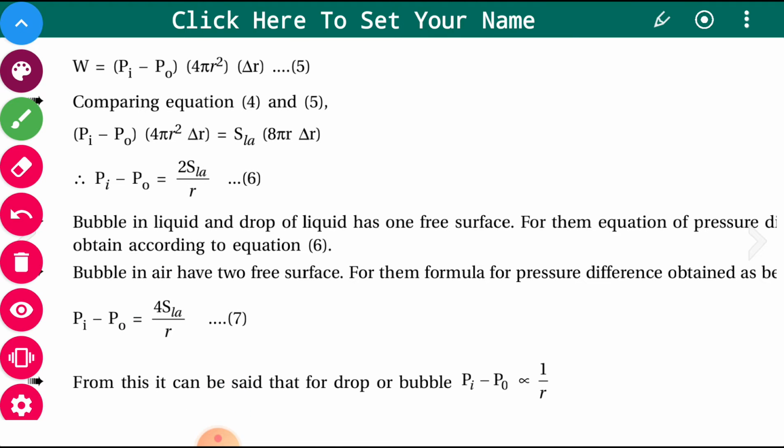From this it can be said that for a drop or bubble, the pressure difference Pi minus Po is inversely proportional to the radius.